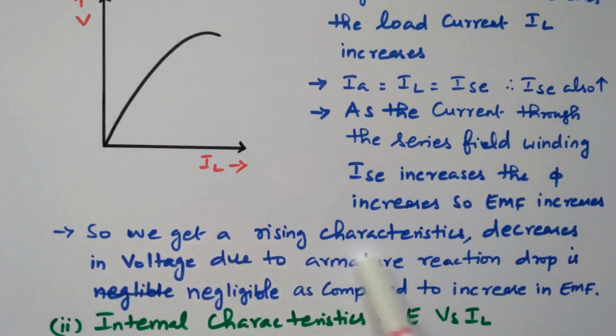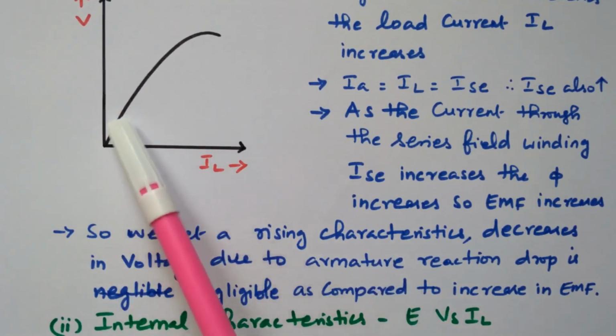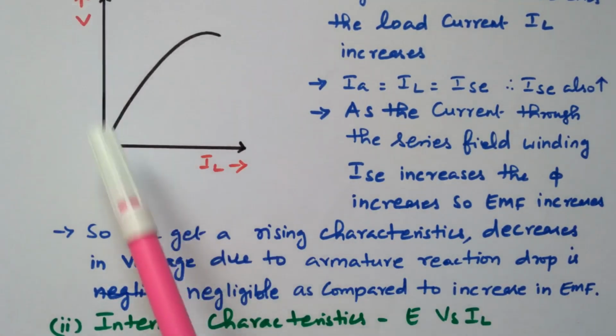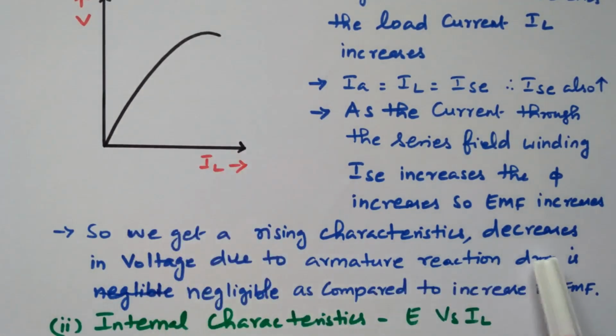So we get the rising characteristics. Rising characteristics means when the load current increases, the voltage increases. The decrease in voltage due to the armature reaction drop is negligible as compared to the increase in EMF. Right? Armature reaction drop is negligible. It is very slow because it is rising characteristics.